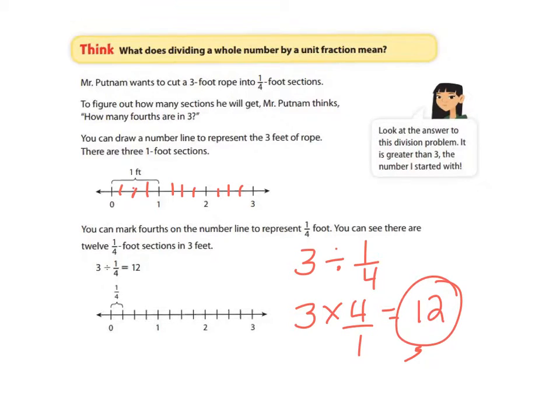So think about it. A lot of times when we think about dividing, you think your number's going to get smaller. But when you're dividing whole numbers by unit fractions, you're actually going to get a larger number because the whole number is being divided into parts. The 3 feet of rope was divided into 1/4 parts for each foot. So the first foot had 4 parts, the second foot had 4 parts, and the third foot had 4 parts. So now you have 12 parts from a 3-foot rope.